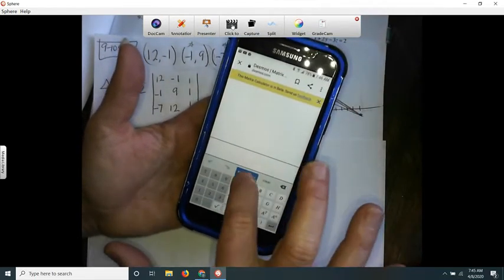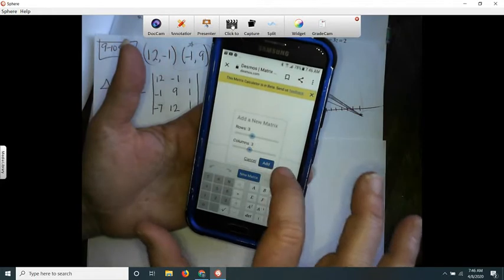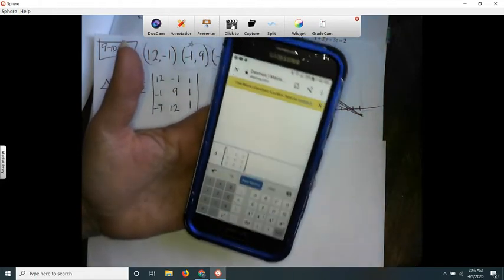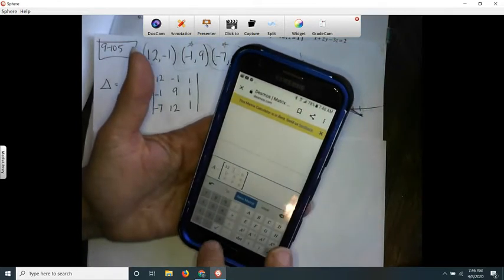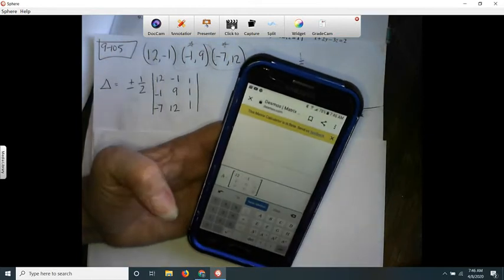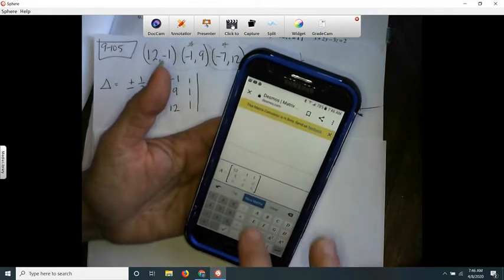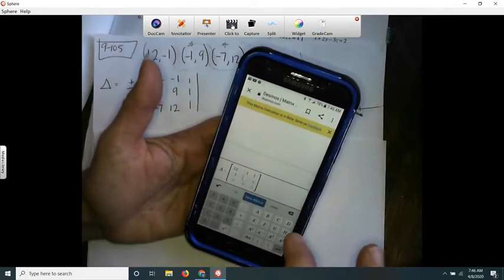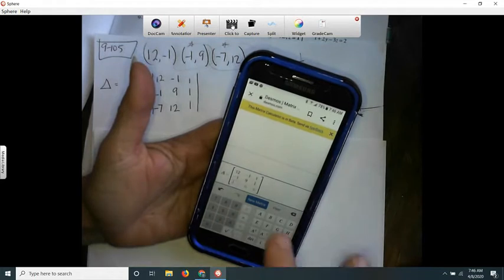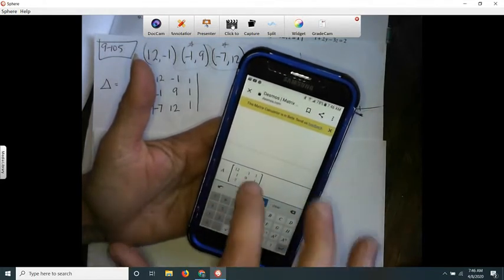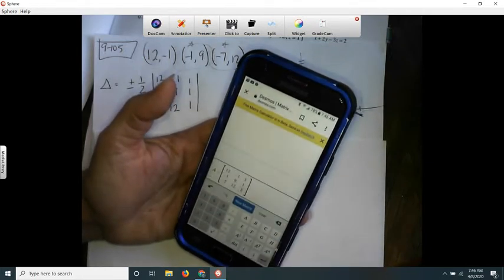So I want a new matrix, and it's a 3x3, so I'm going to say I want 3 rows, 3 columns. I'm going to add the matrix in. I got to type the numbers in. I had 12, -1, 1. My dog is outside crying. -1, not, oops, 9, 1, -7, 12, 1. Okay, so that's my matrix.